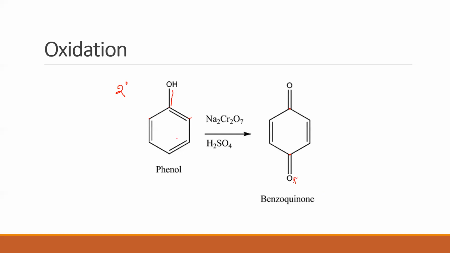Is there removal of hydrogen? Yes, there is, because there is one hydrogen removed from here and there was one more hydrogen here which was removed. So both have happened, indicating that this is strong oxidation, giving us benzoquinone. Yeah, so this is the product of oxidation of phenol. Clear?